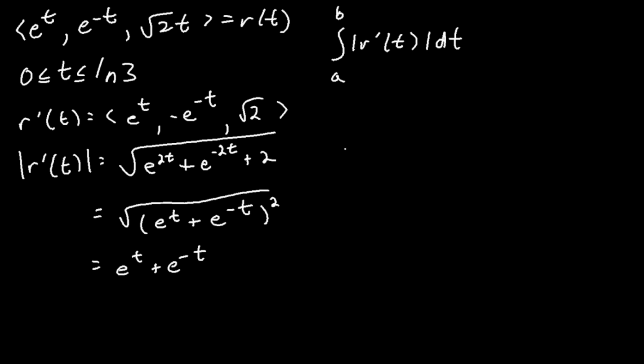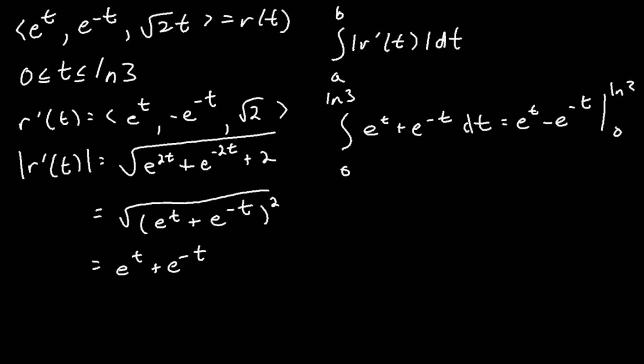After that, just integrate along the boundary, 0 to ln 3, of e to the power of t plus e to the power of negative t, because we're substituting the magnitude of r prime with what we found with algebraic simplification. And we continue. There you go, this is our integral. I'll just fully solve it: e to the power of t minus e to the power of negative t along the bounds of 0 to ln 3.